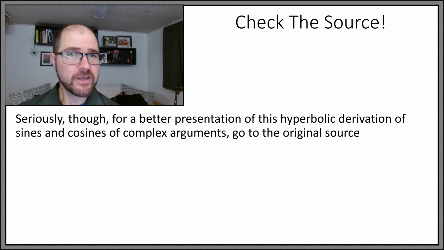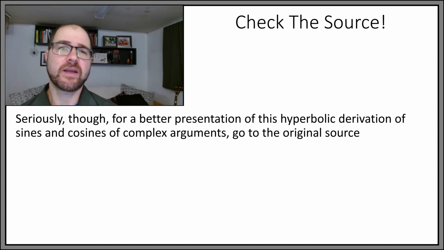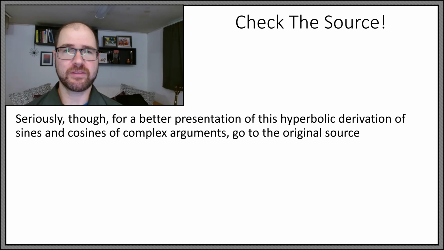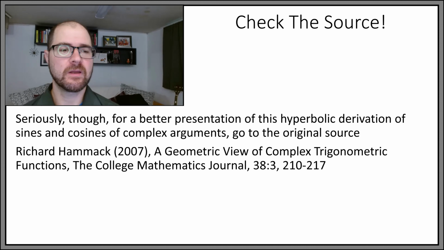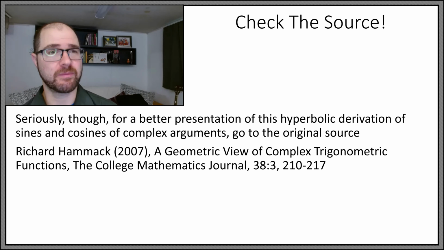But really, you shouldn't just take my word for it. I gave you the source earlier that I'm deriving this hyperbolic presentation from. Go to that original source. The classic derivation of hyperbolic cosine and sine just from the hyperbolas is hundreds of years old. You can find it in just about any textbook. This paper that I'm linking to really does a better job, however, of linking it to the equation u squared plus v squared equals 1, which isn't always fully worked out. So here's the link again: Richard Hammack's paper, A Geometric View of Complex Trigonometric Functions.